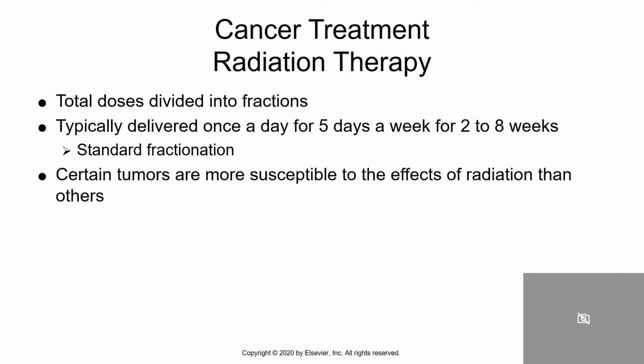The dose of radiation, once it's determined, which will be by the radiologist, it's divided into daily fractions. So the patient will receive treatment once a day for 5 days a week for anywhere from 2 to 8 weeks. So the minimum would be 10 days of treatment. Certain tumors, of course, can be more susceptible to the effects of radiation than others.